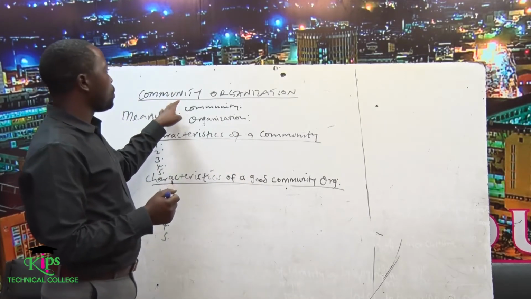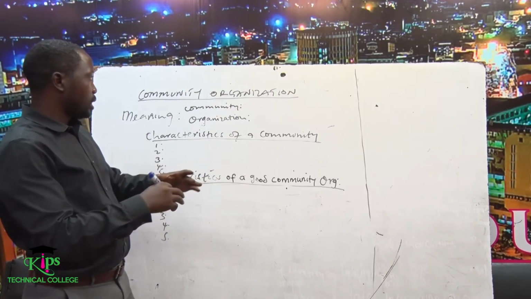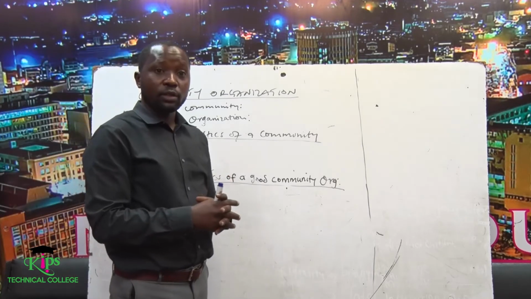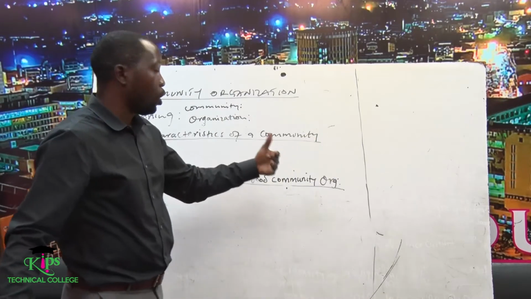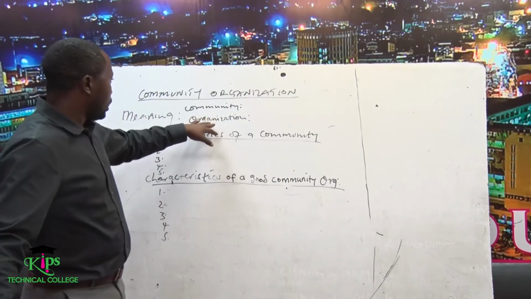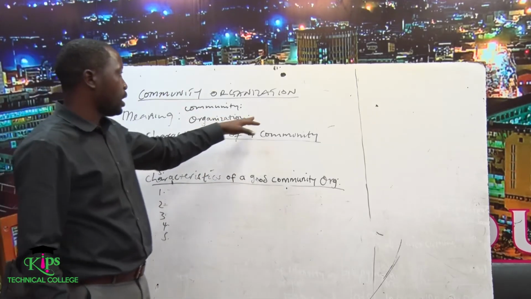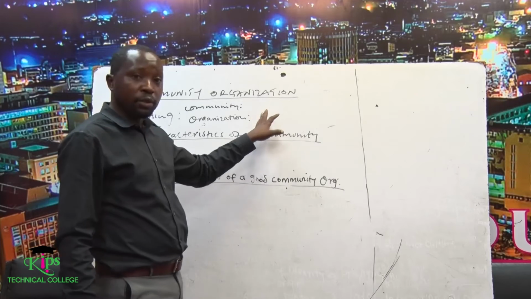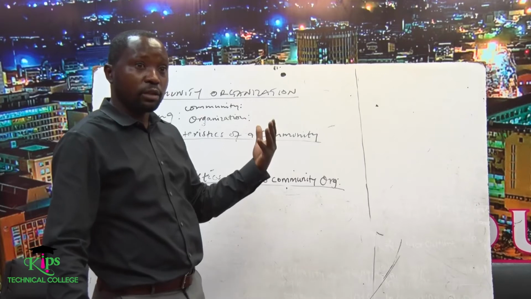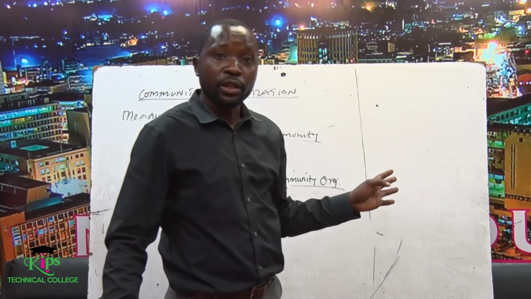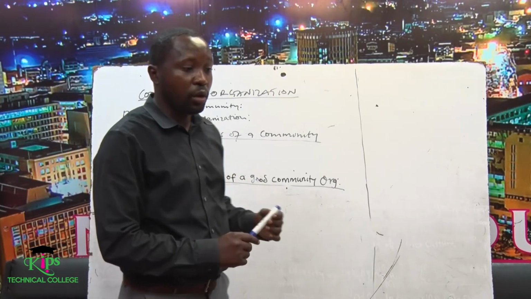So we have community organizations. These community organizations are groups of community members who jointly come together so that they can work towards accomplishing a common objective. They are community based, meaning that they are found there in the community. They are created by community members who have realized that there is a need of working together so that they can solve community problems as a team. That is what we mean by a community organization.